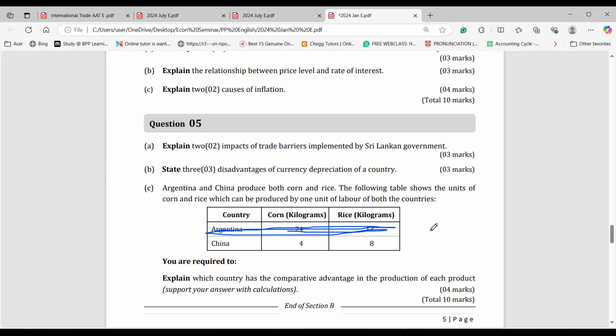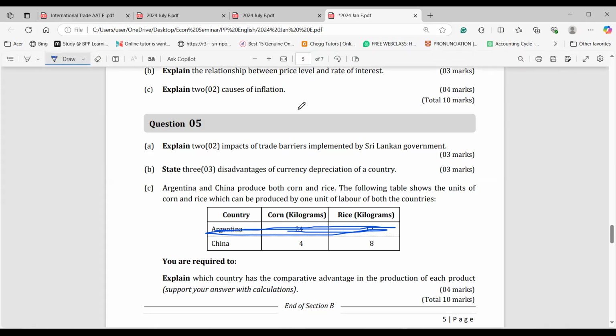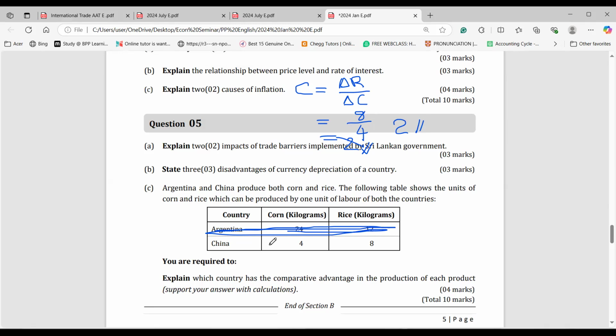Corn and rice. I will do this here. Opportunity cost of corn equals delta rice divided by delta corn. Rice units, 8 units you sacrifice. Corn 4. Your answer is 2. Opportunity cost of corn is 2. I will write the answer here.